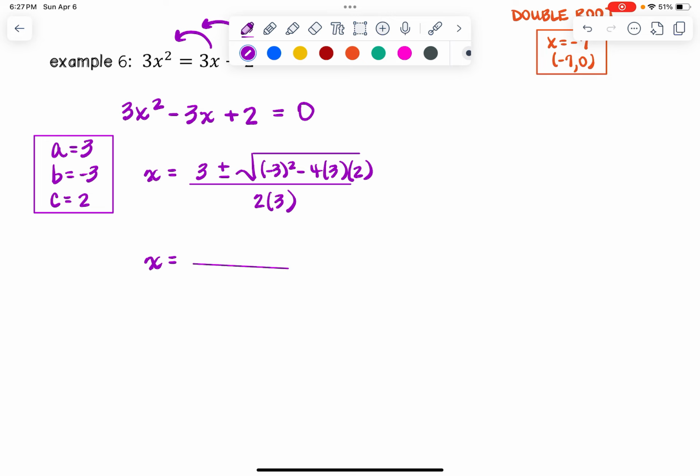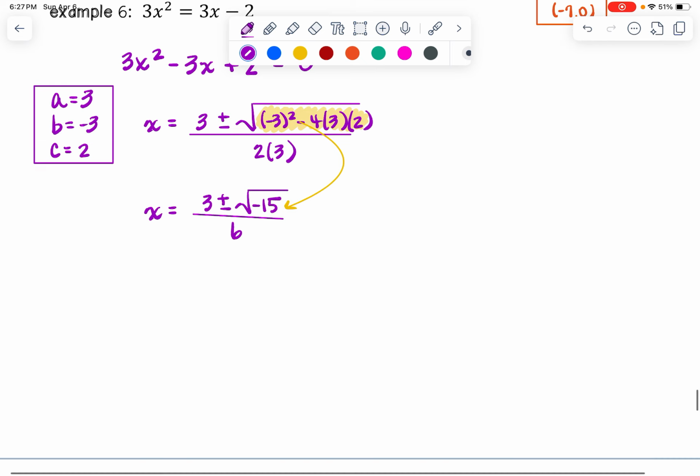All right, so let's see what we got. 3 plus or minus the square root of something, which I'll type in my calculator in just 1 second. And clearly 2 times 3 is 6. All right, so now I'm going to reach for my calculator. I'm going to type that discriminant in and figure out what number that gives me in here. Oops. There we go. All right, here we go. Parentheses, -3 squared minus 4 times 3 times 2. Uh-oh, I'm getting -15.